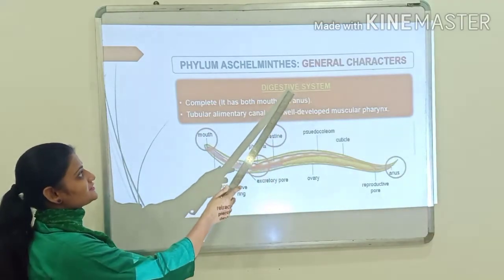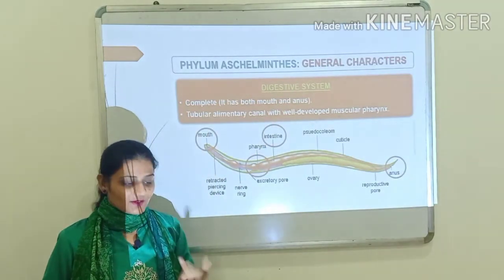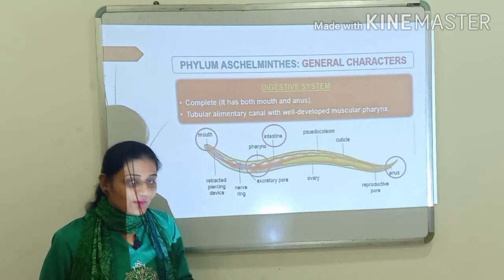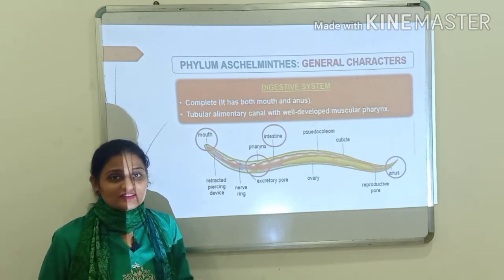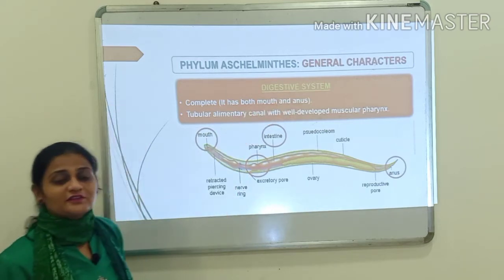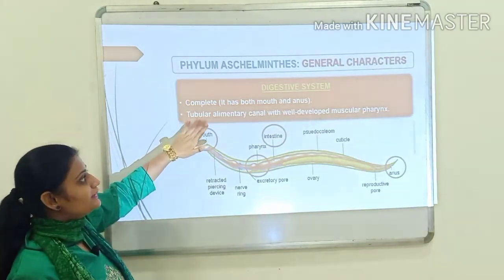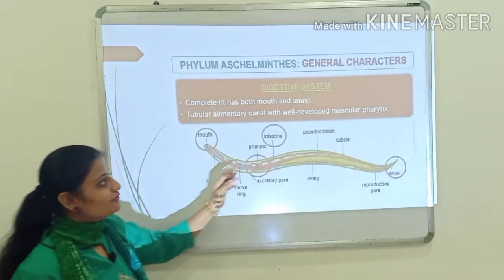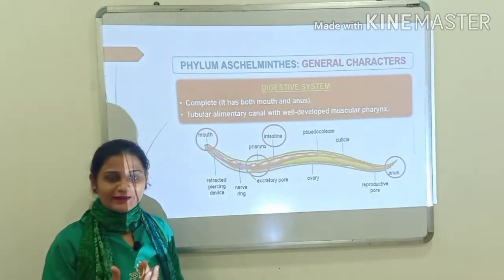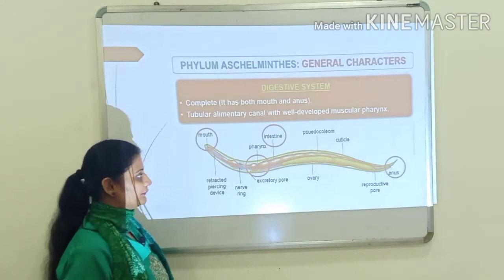Now the digestive system is complete. Complete means they have two openings. One is the mouth through which they ingest the food, and the other one is the anus through which they egest the waste material outside the body. So we can say that the digestive system is complete. They have a tubular alimentary canal with a well developed muscular pharynx. The alimentary canal is tube like and it has a very well developed pharynx in their body.